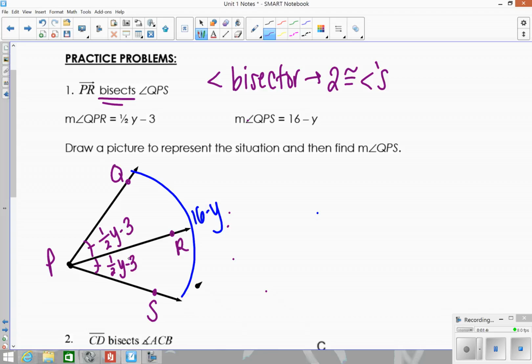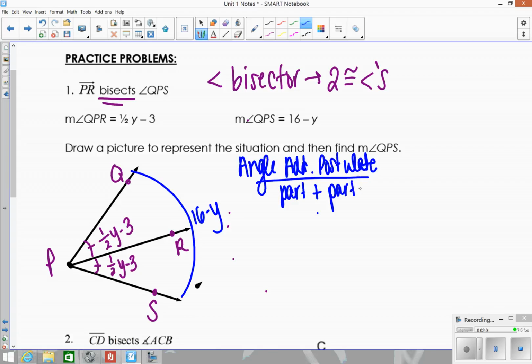But now, since I have 2 parts and I know the whole thing, I'm going to apply the angle addition postulate. Once you have your angle bisector, apply the angle addition postulate. What that says is that part plus part equals the whole thing. That's how you're going to solve this. So you're going to have 1/2 y minus 3 plus 1/2 y minus 3 equals the whole thing.